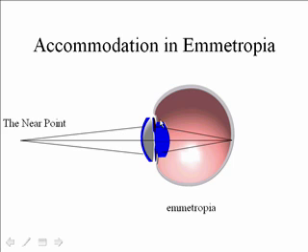He's going to accommodate to add plus power to his anterior segment to compensate for this, so that the rays of light continue to focus appropriately on his retina. When the patient accommodates maximally, as much as he possibly can, the nearest plane that he can see is the near point.